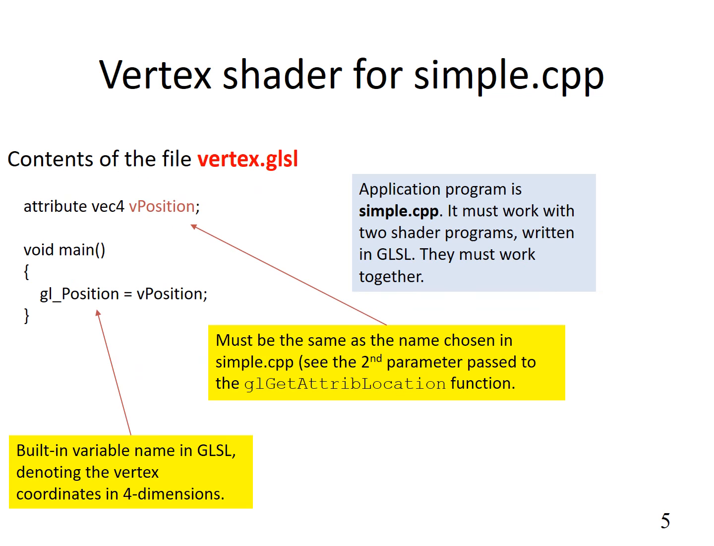This slide shows the vertex shader program, which has one definition and a main function with one line of code. Remember that this is a very specialized OpenGL shader language, and with some practice you'll get the hang of it. vPosition is defined as an attribute of type vec4, which is defined in angel.h. This name, vPosition, must match the name chosen in simple.cpp in the glGetAttribLocation function. gl_Position is an inbuilt variable in GLSL that holds the vertex positions.